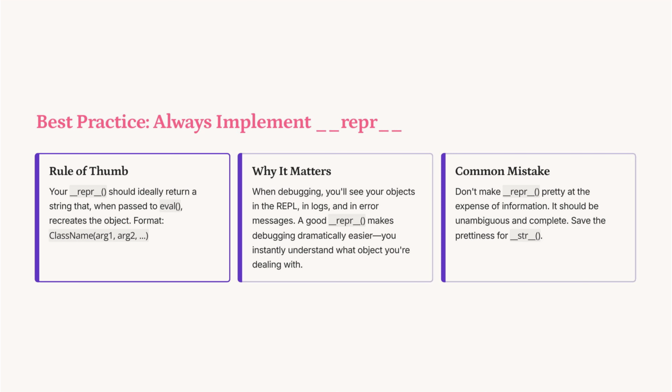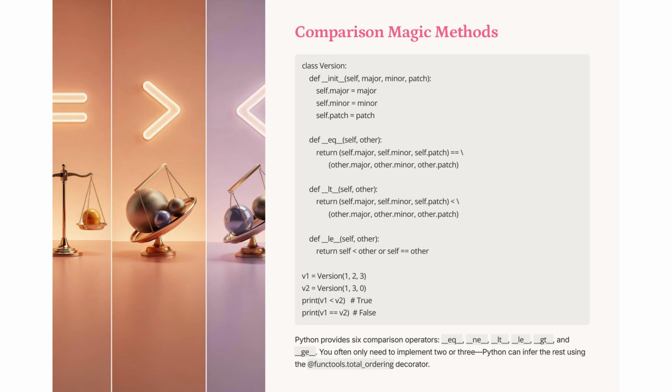Implementing __repr__ is crucial for effective debugging. It should return a string that can recreate the object using eval, like ClassName(arg1, arg2). This ensures clarity in the read-eval-print loop, logs, and error messages. Avoid making repr aesthetically pleasing at the cost of detail. Reserve that for __str__.